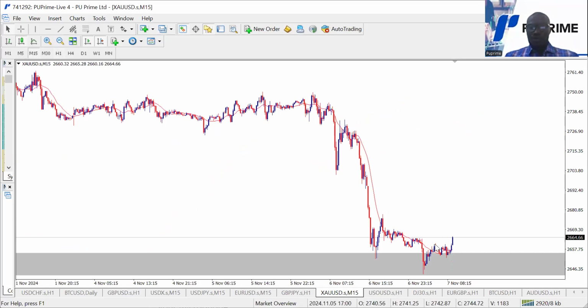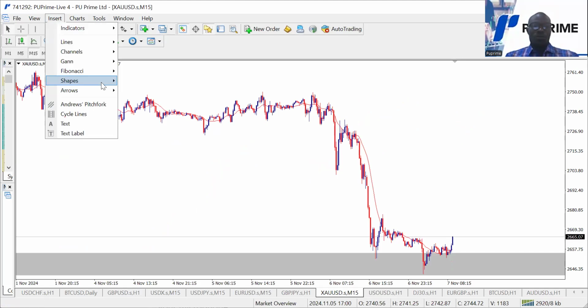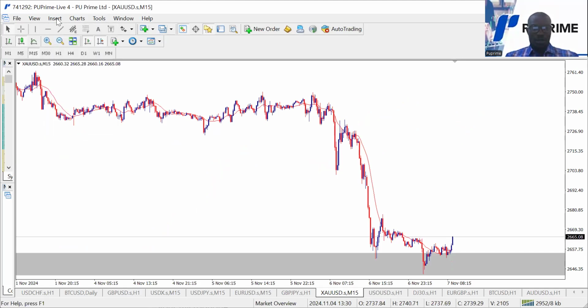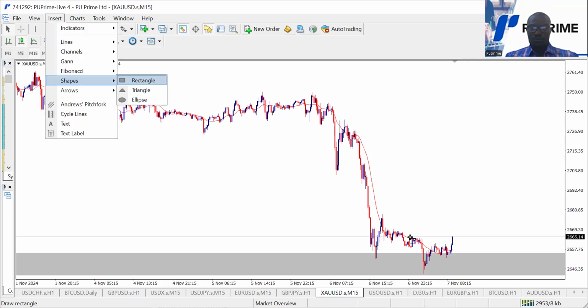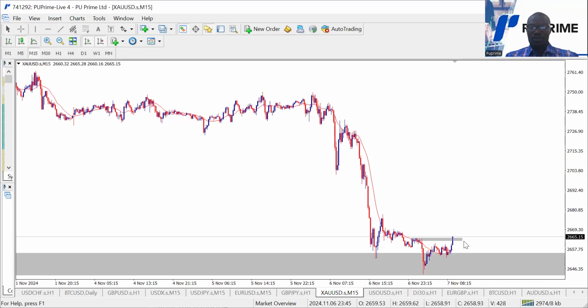We are having a break of this structure, and we still need a proper retracement or a retest before we enter into the market. So we have a break, we see the market pull up a little bit, then retest it, then we can buy gold fully. So let's still be patient to see what happens for gold at the current moment.